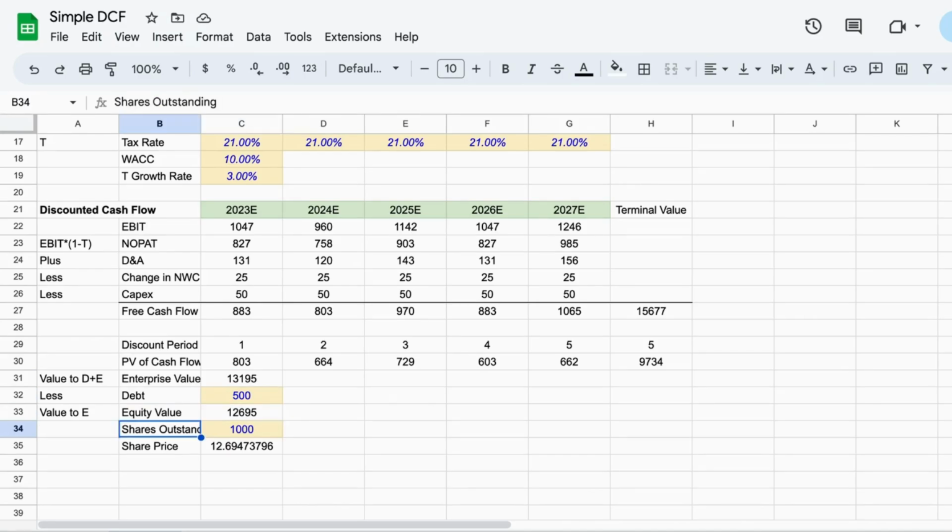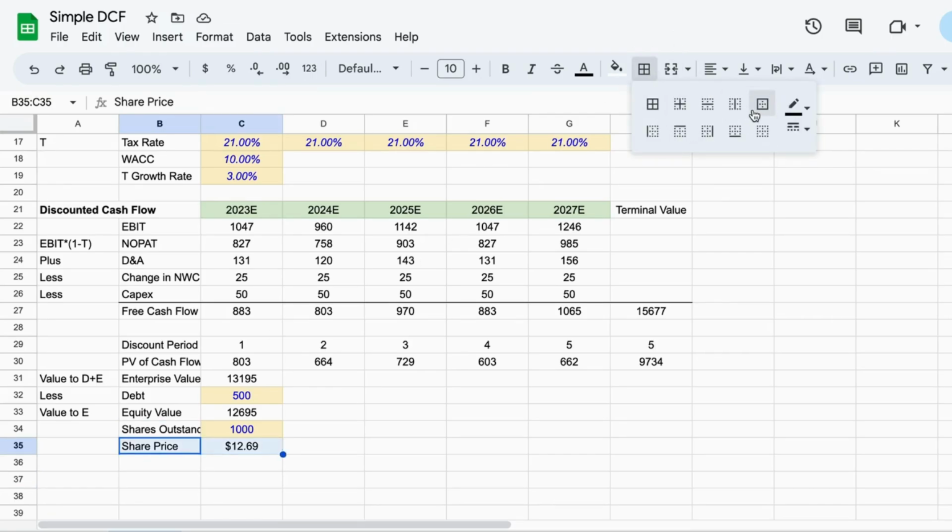12,695. Shares outstanding is just the amount of total shares of stock there are, and so to get the price of one share of stock, or what's trading in, which technically should trade at the market, it would be this value. So let's clean this up a little bit. Let's make this $1, and then boom, share price. Let's make this nice and bold.